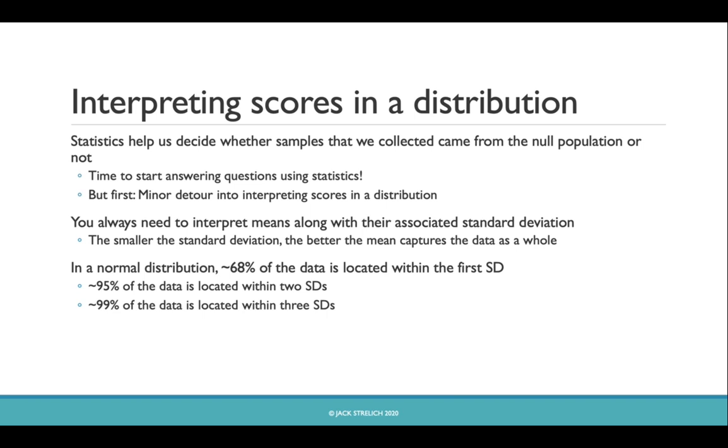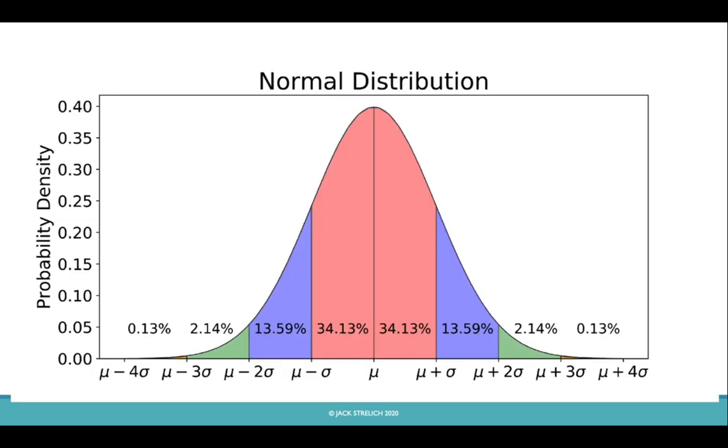Let's see an illustration of this. So here we have a normal distribution. Notice that the mean of this distribution is mu, and then on our x-axis we have differences from the mean represented in terms of standard deviations. Here, because we're dealing with populations, of course both the mean and the standard deviation are represented in Greek letters, mu for the mean and sigma for the standard deviation.